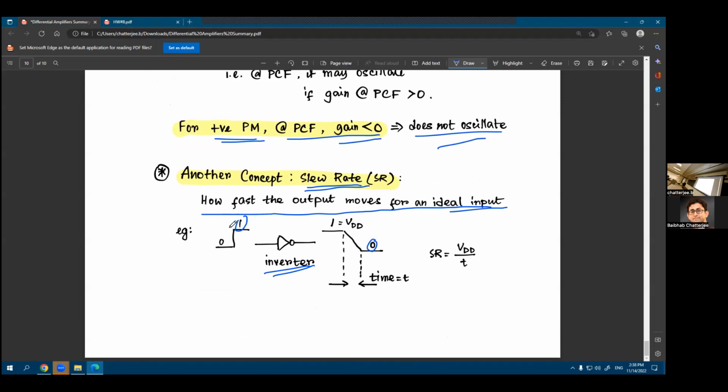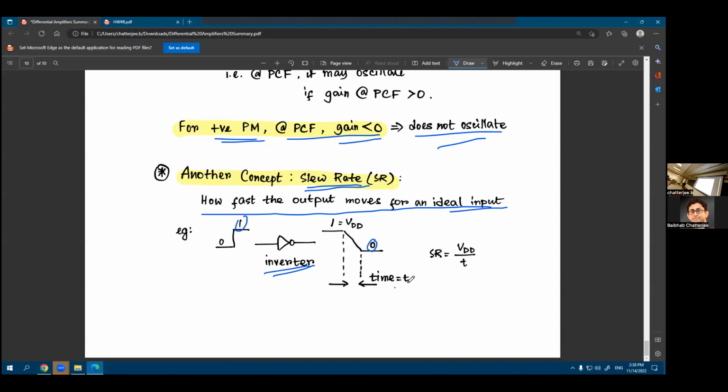Keep in mind that these are digital inputs we are talking about. If your input is a digital 0 or a digital 1, your output will be a digital 1 or a digital 0. Okay, that's the job of the inverter. Now, the inverter cannot instantaneously change its output as you are instantaneously changing your input. So there would always be some kind of slew, some kind of slope at the output.